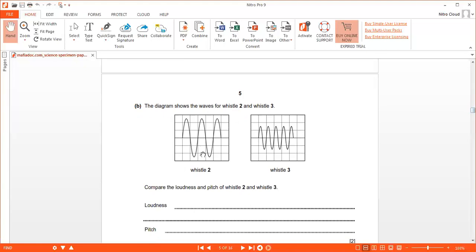And the pitch depends on the frequency. Here the frequency of whistle 3 is higher, so it has a higher pitch. So whistle 3 has a higher pitch, or whistle 2 has a lower pitch.